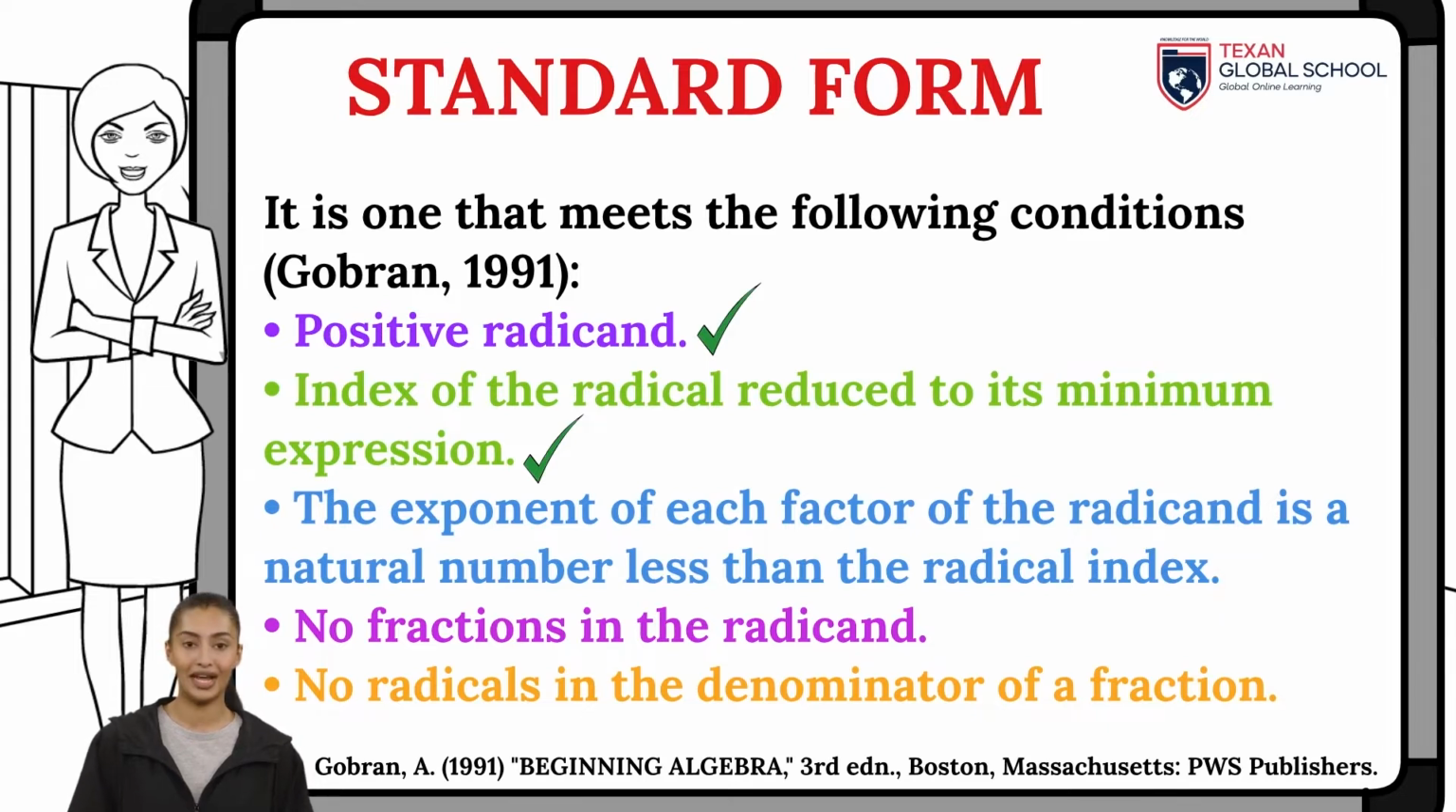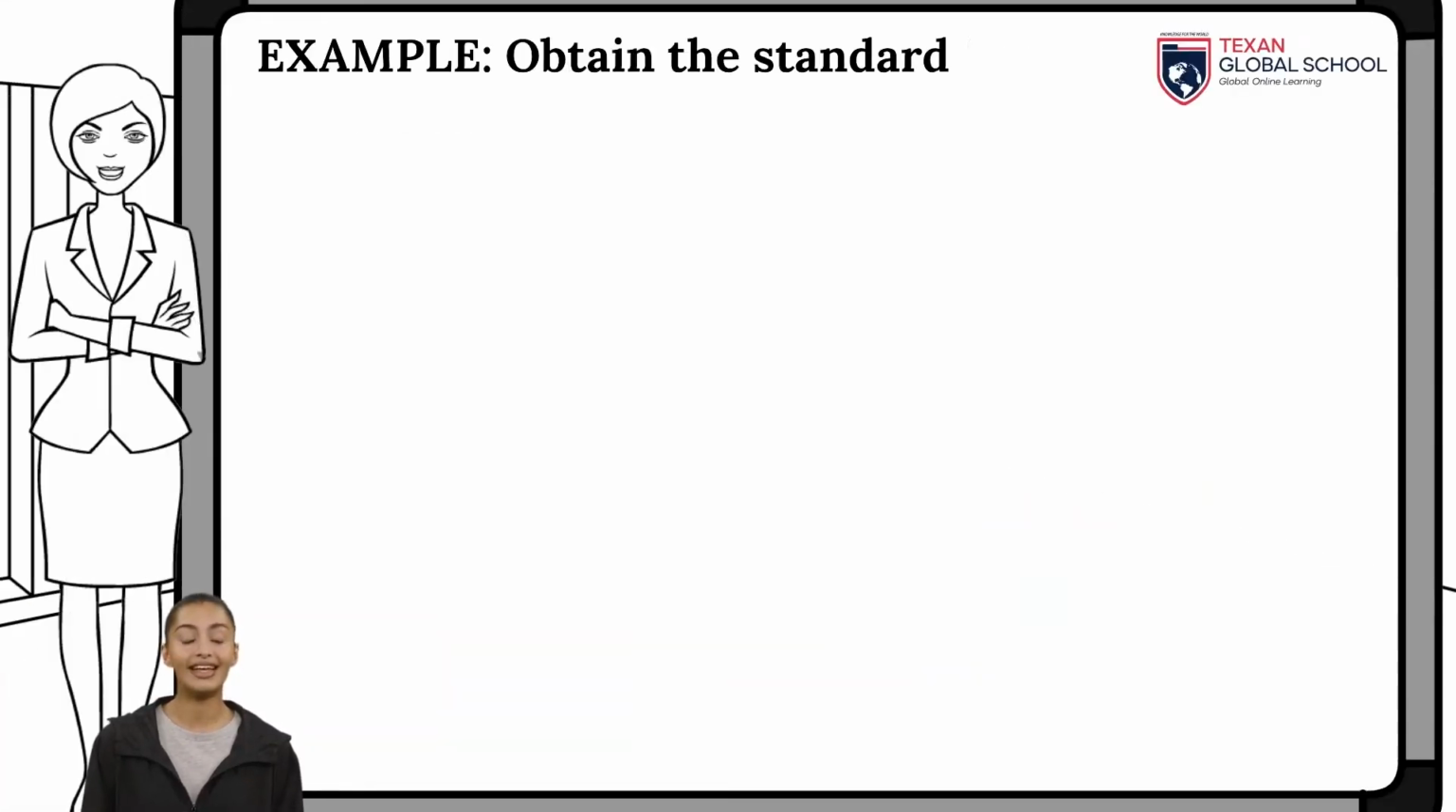It is stated that the standard form of a radical expression is one that has a positive radicand and an index of the radical reduced to its lowest expression. Also, the one in which the exponent of each factor of the radicand is a natural number less than the index of the radical. There must be no fractions in the radicand and no radicals in the denominator of any fraction. Let's see an example.